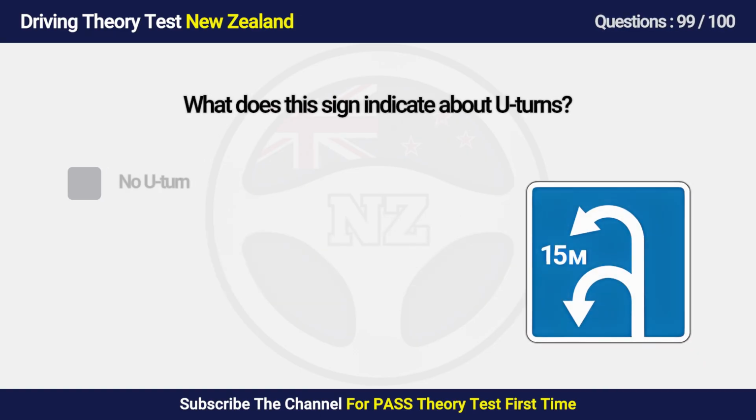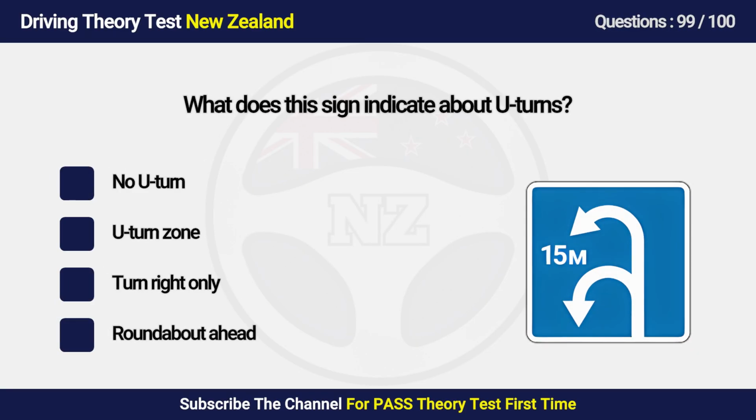Question 99. What does this sign indicate about U-turns? A. No U-turn. B. U-turn zone. C. Turn right only. D. Roundabout ahead.